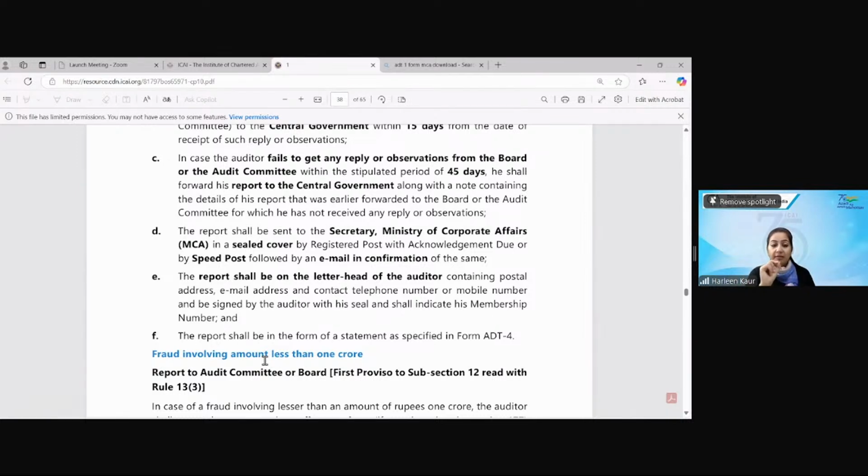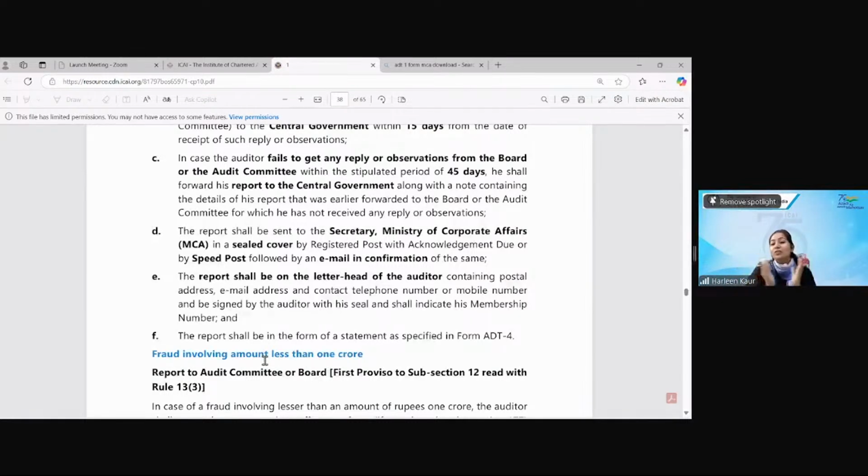So under point number D, children, you can write down on the side, mode of sending the report of fraud. This report will be sent to the Secretary, Ministry of Corporate Affairs. This report is going to the MCA secretary because it is such an important matter if any fraud has been committed in a company. So the auditor will send this report in a formal way, by registered post or by speed post or by an email of confirmation.